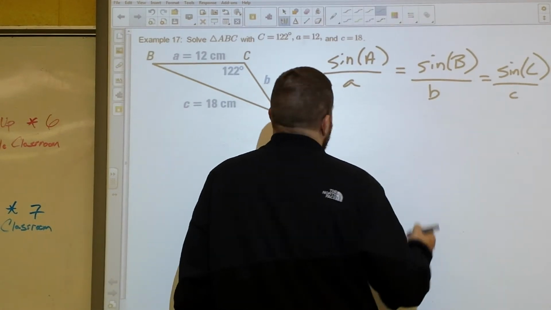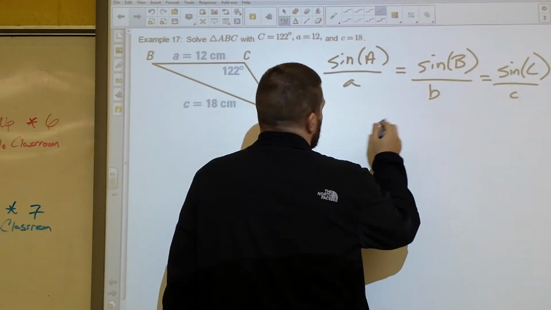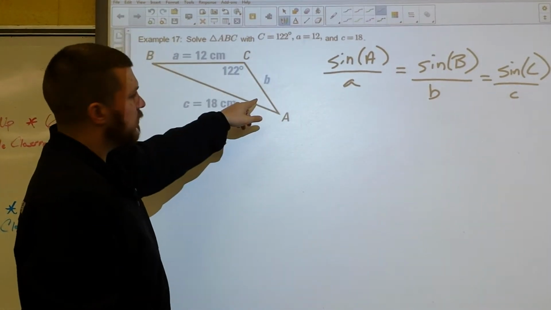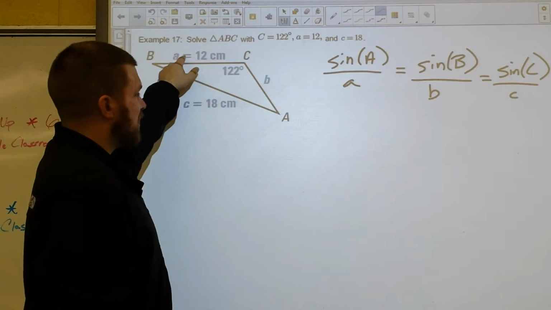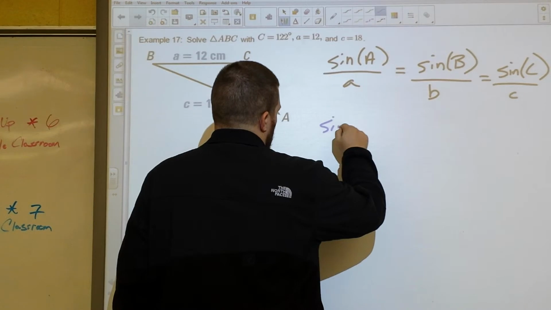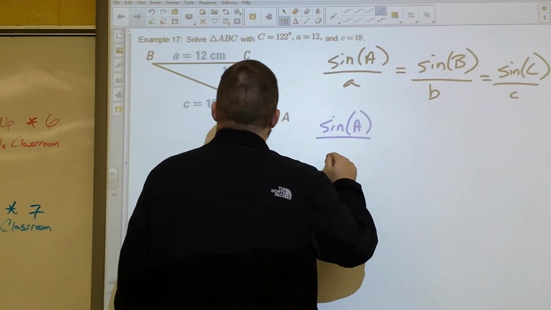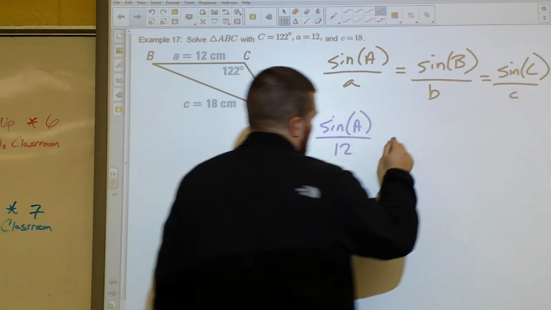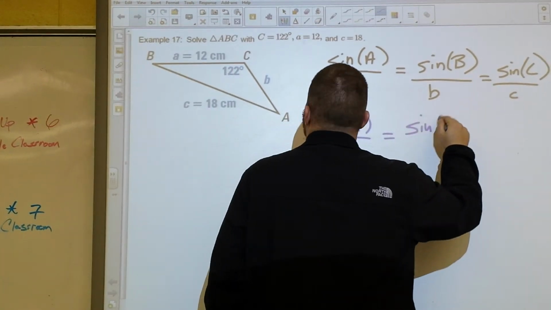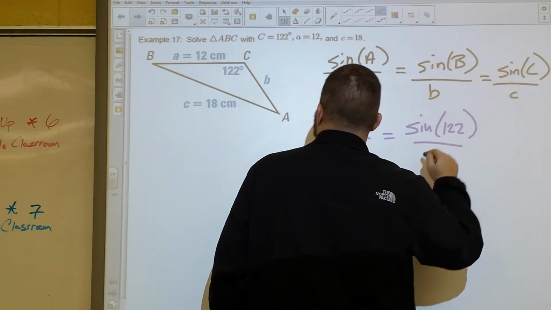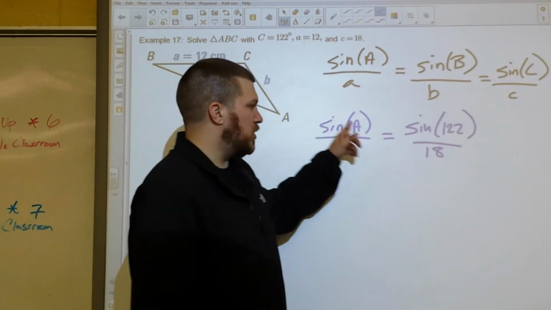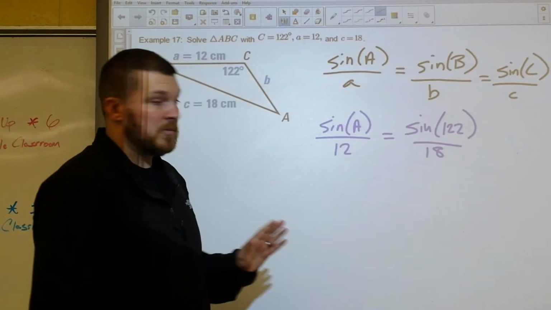So to set it up, actually, let's start with sine of A. I'm going to find angle A first to help me, because I have side A. So you can only have one missing piece. So I have sine of angle A divided by 12, because that's A. And I have both pieces for sine C. So sine of 122 divided by side C, which is 18. Now, again, I have my equation. I only have one missing piece, angle A, so I'm good.